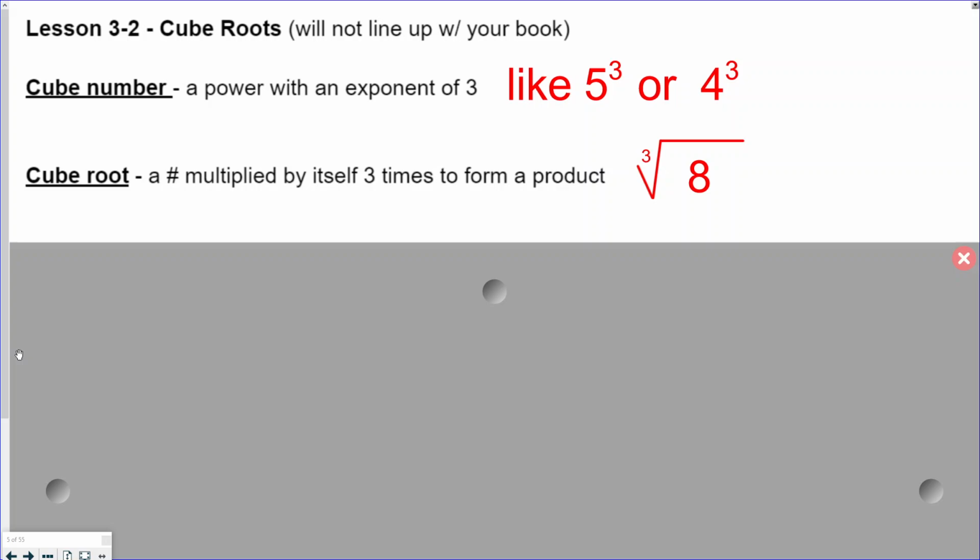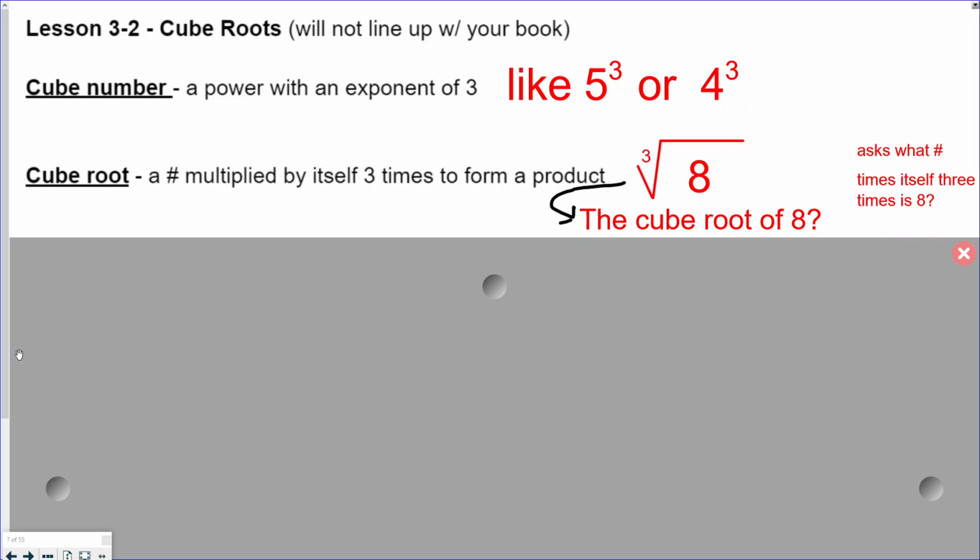But how do we read this? We would say, this is the cube root of 8, and it's asking a question, so that's why I've got a question mark there. So let's get that in our notes. Now, what does that mean? It means, can you think of a number that will times itself 3 times to equal 8?